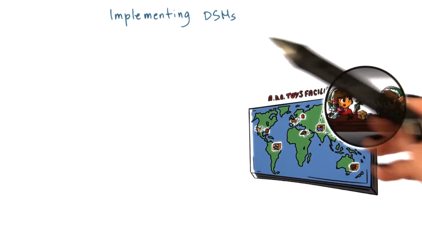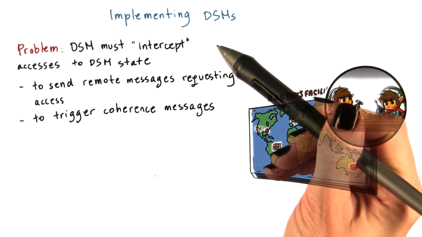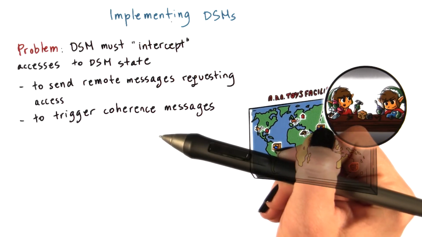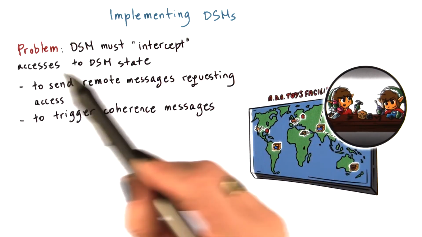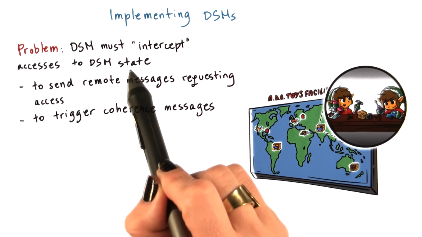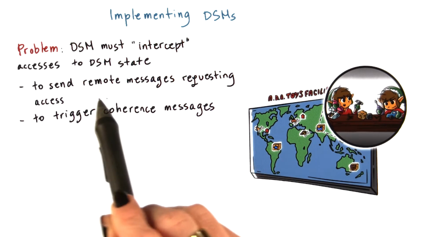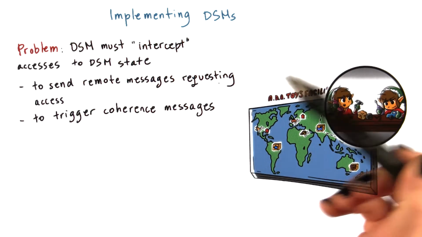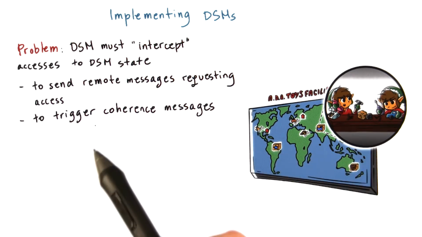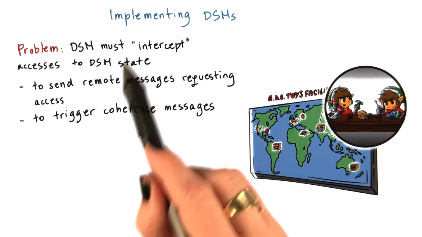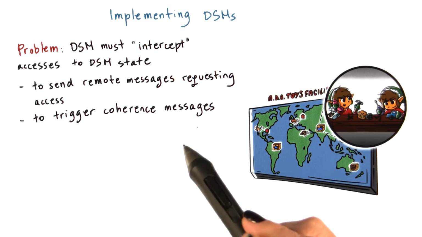Now that we described the possible DSM architecture, I'd like to comment on its possible implementation. One thing to consider when implementing a distributed shared memory system is that the distributed shared memory layer has to intercept every single access to that shared state. This is needed in order to detect whether the access is local or remote, and then trigger remote messages requesting access if that's necessary, or to detect that somebody is performing an update operation to a locally controlled portion of the distributed shared memory, and then to trigger any necessary coherence messages.